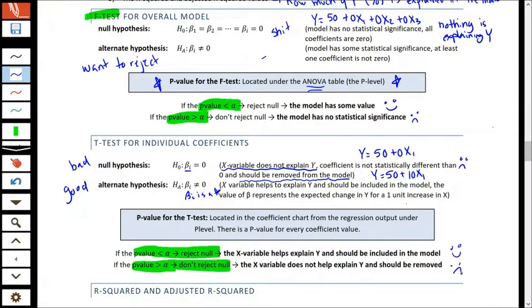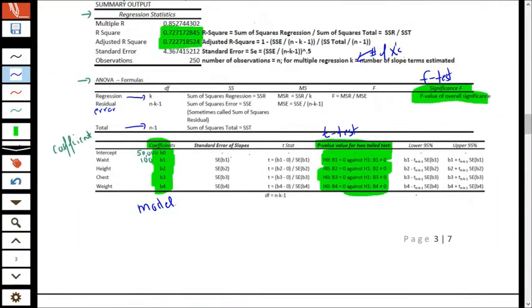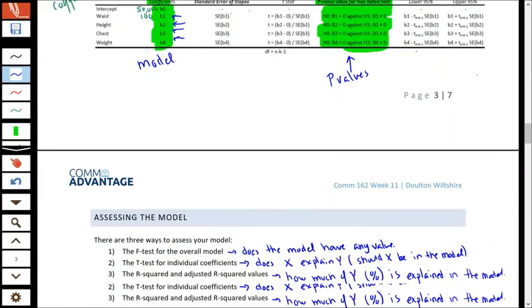For our t-tests, our p-values are located in the coefficient chart of our regression output under the p-value, and there's a p-value for every coefficient. So in that coefficient chart, these are the p-values, okay? And you're going to have a p-value for every coefficient that is in the model, because you want to check if each of them is going to be statistically significant or not. Are they good to have or are they not good to have, okay?